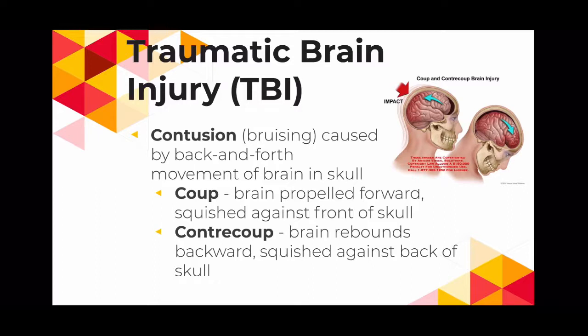So again, contusion is the bruising of a tissue or organ. In this case, we are talking about bruising of the brain. A coup is going to be damage to the brain by hitting the front of the skull, and a contre-coup is going to be damage to the brain as it hits the back of the skull.